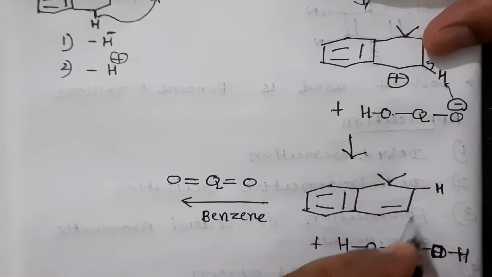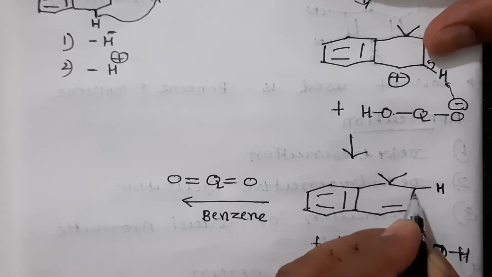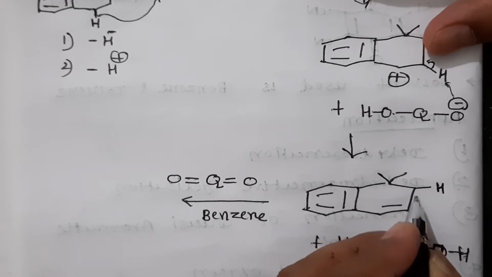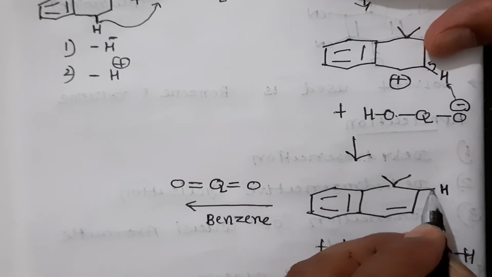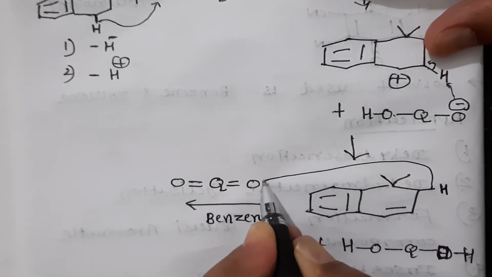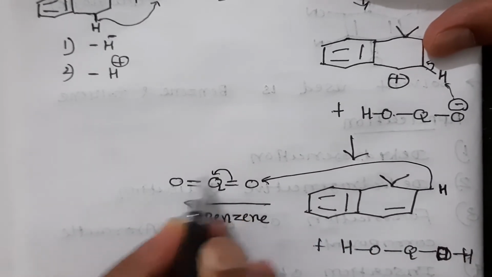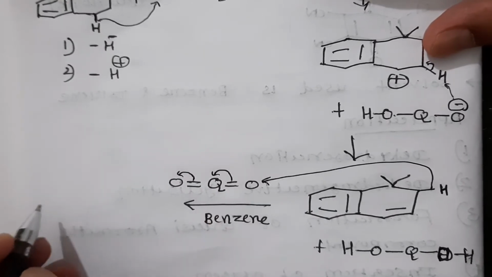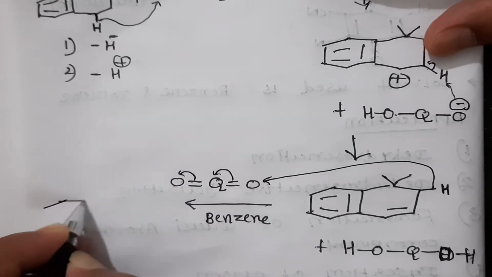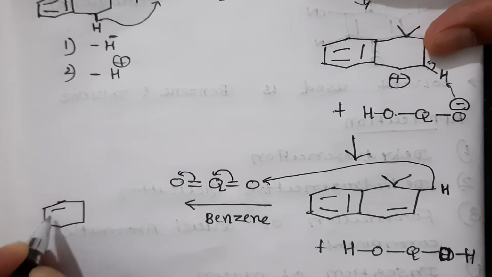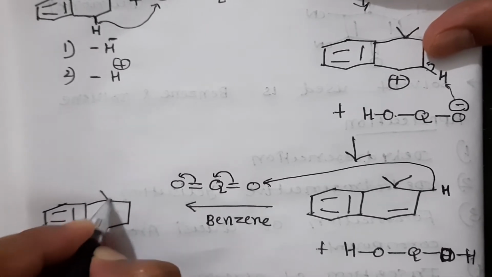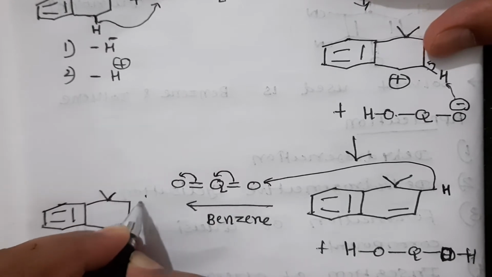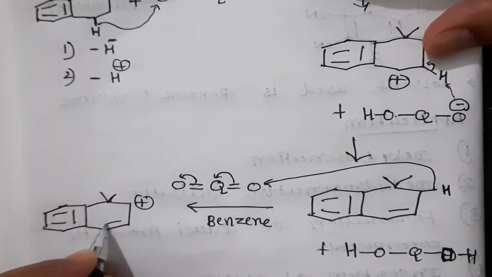Here H minus ion is removed from here, because after removing H minus ion there is a formation of carbocation. This carbocation is stabilized also. So this H minus again attacks here. This bond is shifted here and this bond is again shifted here. So what we get? We get this type of structure. Here there is a formation of carbocation.